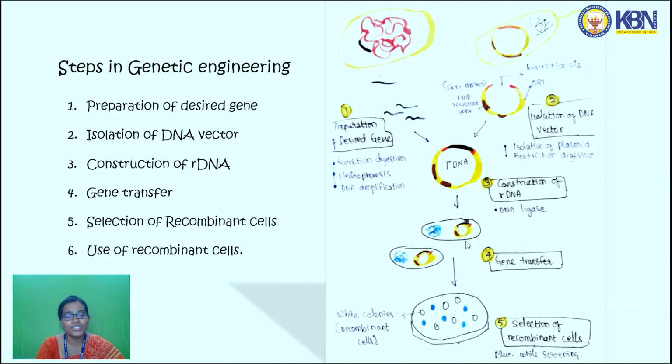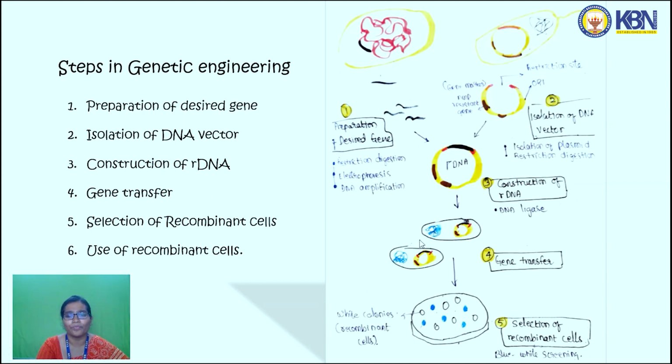We use several gene transfer methods: physical methods like microinjection and particle bombardment, biological methods like transfection and transformation, and chemical methods like liposome mediated gene transfer. Through all these gene transfer methods, we insert the recombinant DNA into our host cell. As the host cell accepts the recombinant DNA, do you know what it becomes? It becomes a recombinant cell. A cell which contains recombinant DNA is called a recombinant cell. By that, we complete the fourth step, gene transfer.